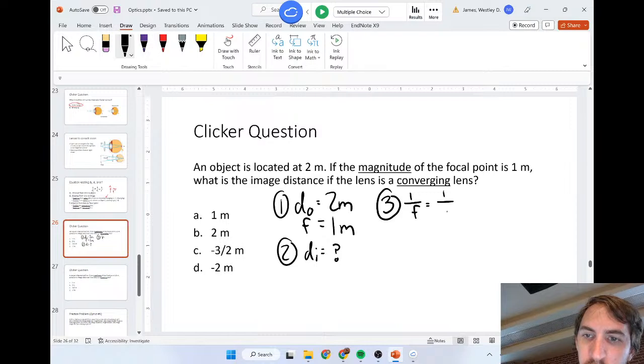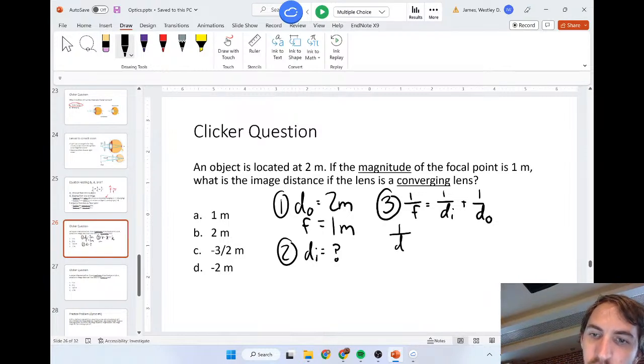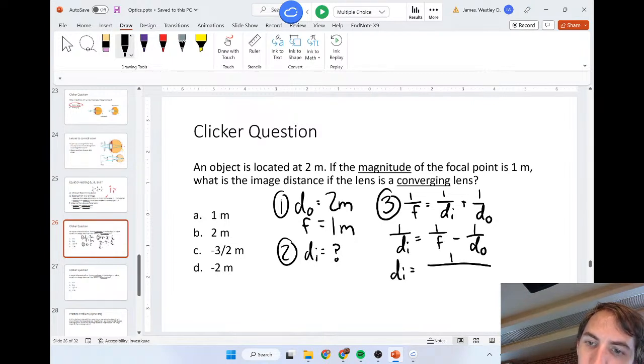1 over f equals 1 over di plus 1 over do. I'm going to go ahead and do the algebra here with the actual variables in it. So I'm solving for di. So I'm going to kick that 1 over do over. So 1 over di equals 1 over f minus 1 over do. Just subtracted it over. And if I want to get di by itself, it's on the bottom. So how do I get it to the top? I do 1 divided by everything. So if I want di by itself, it's going to be 1 over (1 over f minus 1 over do).